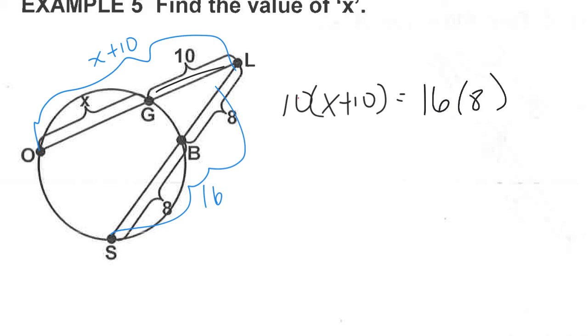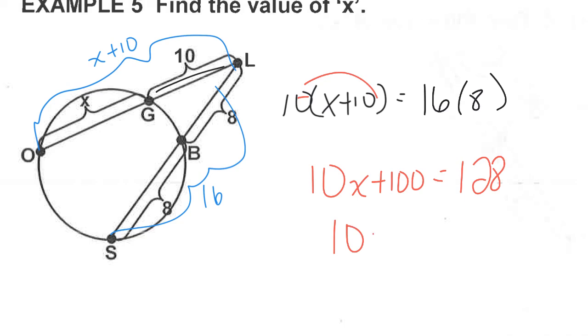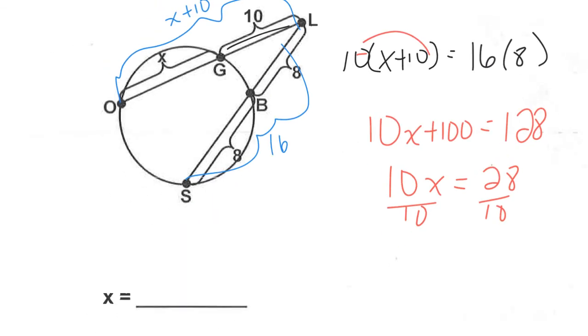Now I can finish this up. Got 10x plus 100 equals 128. I can subtract 100 from both sides and I get 10x equals 28. Then I can divide by 10 and you get another decimal, 2.8.